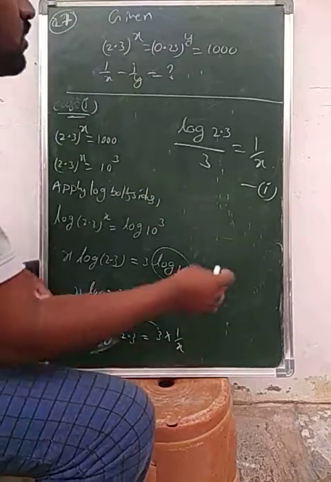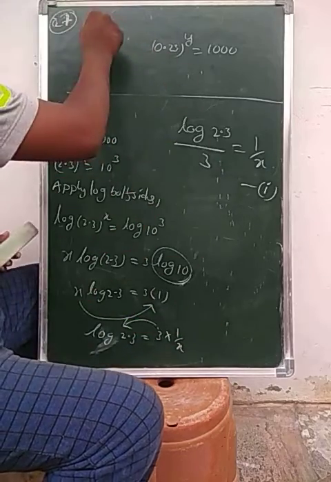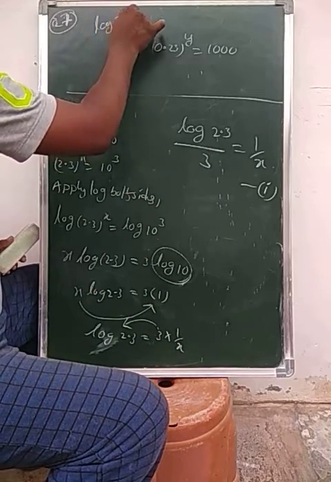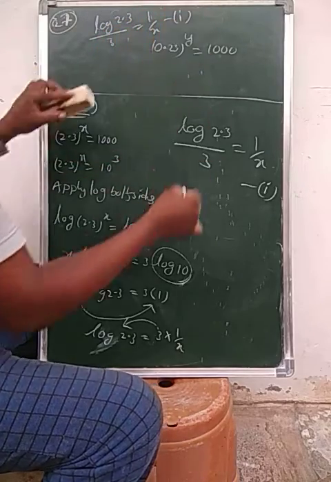So now in case 1, what do we get? Case 1 is log of 2.3 by 3 is equals to 1 by x. So this is equation 1.